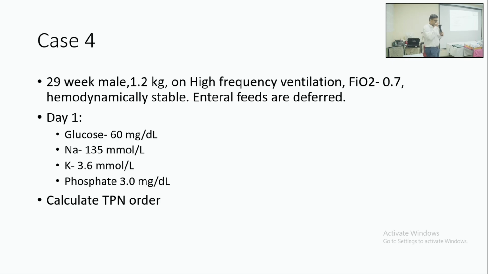In the same way, if the baby is on high mechanical ventilator settings and has a high FiO2 requirement, you consider it a sick baby and go slow on aggressive parenteral nutrition. So this is a similar case where we have a 29-week, 1.2 kg baby ventilated with high frequency ventilation and high FiO2 requirement, though hemodynamics are stable. Enteral feedings are deferred now. You have values of glucose 60, sodium 135 and potassium 3.6. So in this case also we would want to go slow on parenteral nutrition with low lipids.